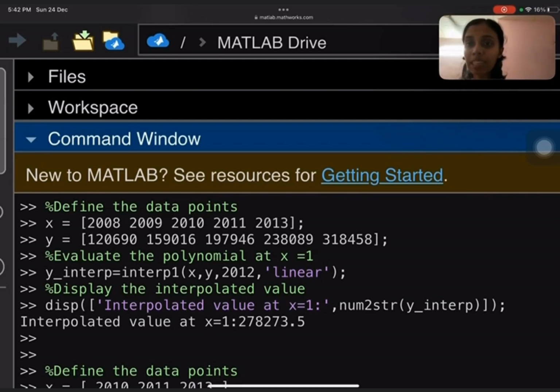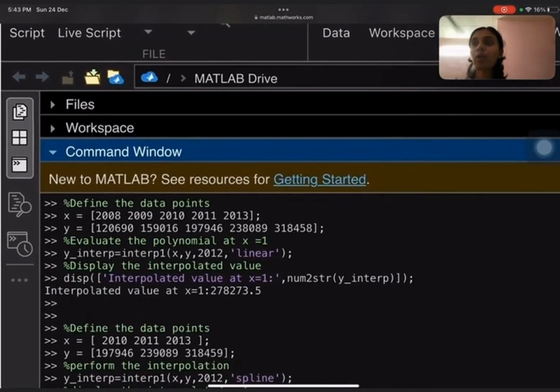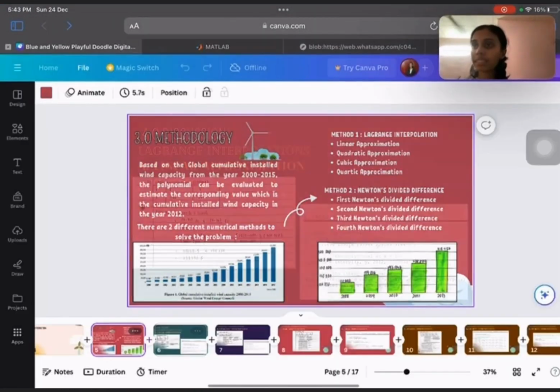Next we have to display the interpolated value. We display it by typing DISP, and then in brackets, interpolated value at x equals to 1. Num2str means number to string, so it converts the numeric array into a character array that represents numbers. Finally, after that coding, it will display the final value, which is x equals 278,273.5. That is the value for linear approximation, which is the same as the manual calculation value.